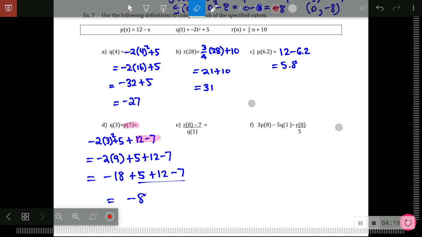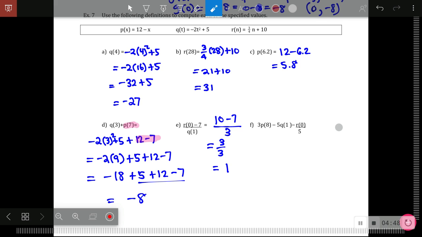Okay, so let's see what this looks like. I've got it all written out here. R of 0, let me run you through there. 3/4 times 0 plus 10, that would be 10. Minus 7 is from here, and then q of 1 would be, let's see here, 1 squared times negative 2 plus 5. 1 squared times negative 2 is negative 2, and then negative 2 plus 5 is 3. So we get 3 over 3, which is 1.